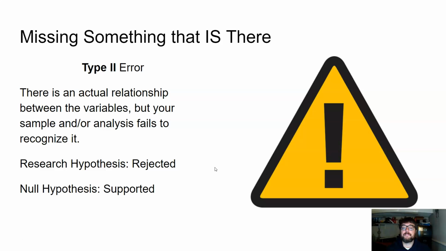The other kind of error, shockingly, is called type 2 error. And that is when you miss a relationship that is there. So your research hypothesis has stated that there is a relationship between variables A and B, but you collect the data and you fail to find that relationship. You have to reject the research hypothesis, and you find that the null hypothesis is supported. And so later on, further research might show that there actually is a relationship.